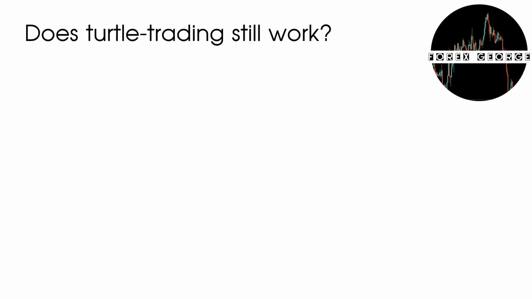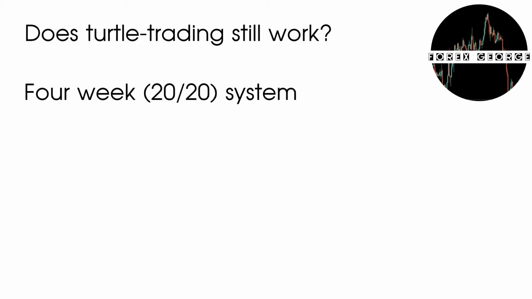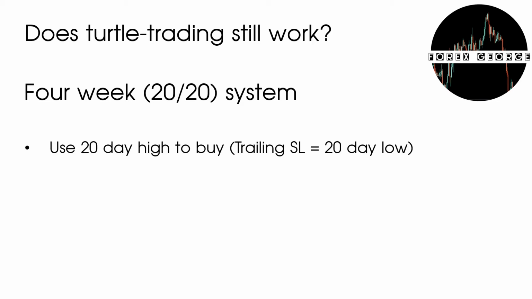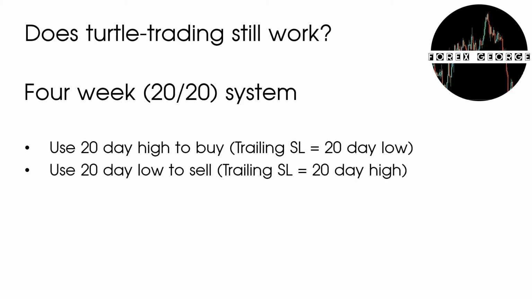Okay, the turtle trading system. We're going to look at two different systems. The 4-week system is a very simple system where if the price goes higher than the 20-day high, you buy and you use the 20-day low as a trailing stop loss. So this is a breakout or a trend following system. And the reverse is true for selling or shorting. You use the 20-day low, and if the price goes below that, you sell and you use the 20-day high as a trailing stop loss.